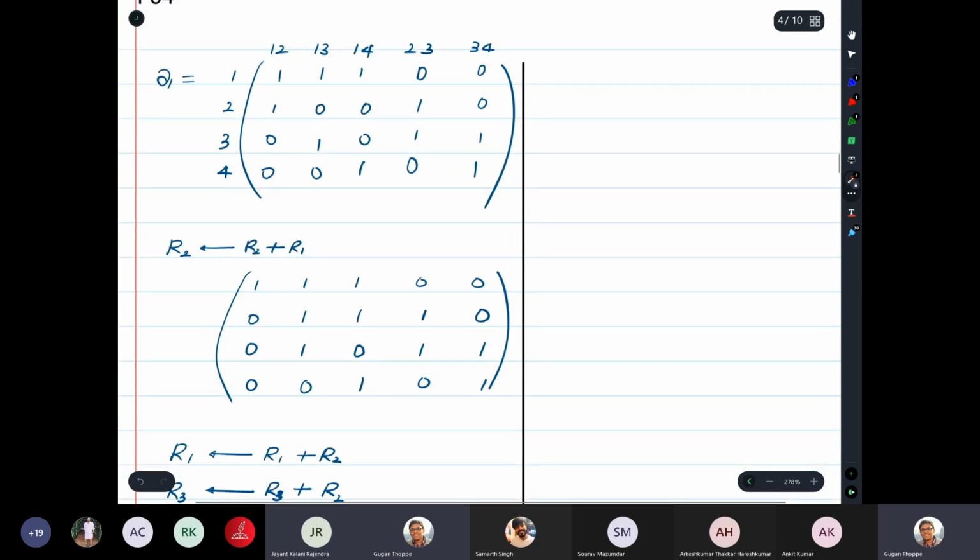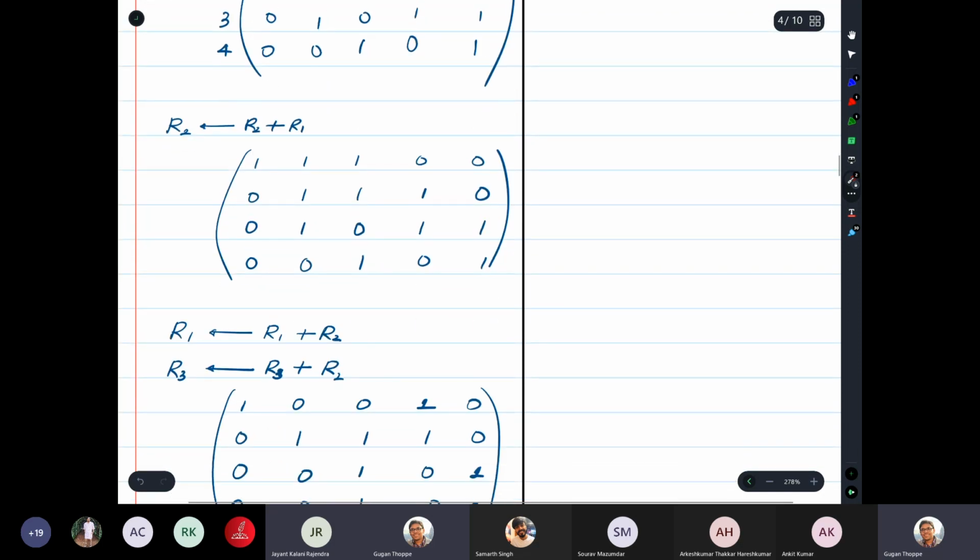To do that, I add R2 to R1, and whatever is the result, I write it in R2. I am making use of the fact that 1 plus 1 is 0, 1 plus 0 is 1, and 0 plus 1 is 1. That's how I get this row. I leave these two rows untouched. Then I come to this second column. The first column is the way that I would like, because this is how a row reduced echelon form should look.